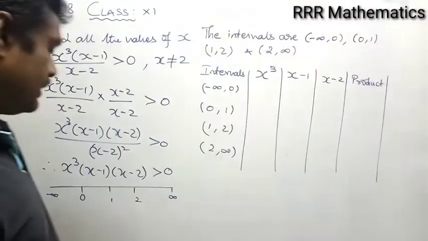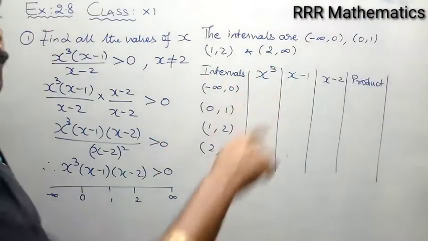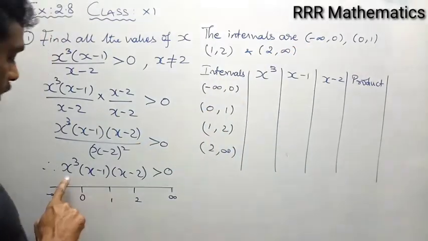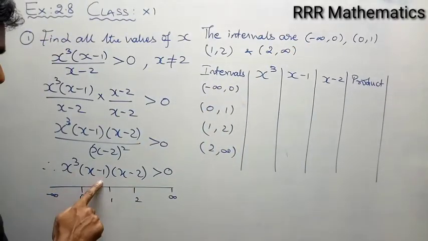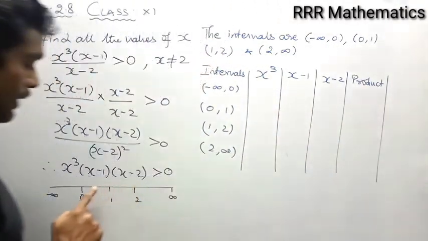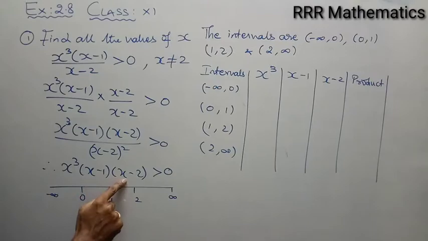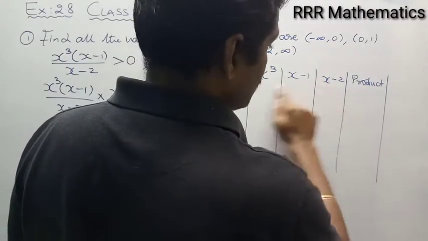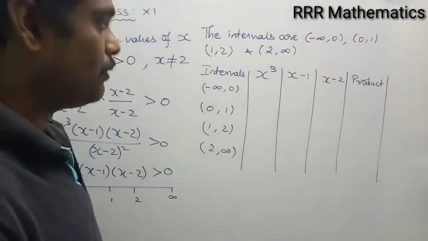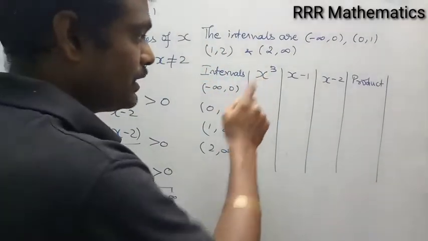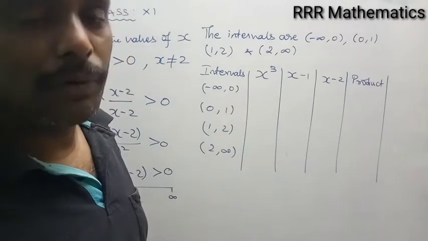After getting intervals, you want to prepare a table. First column interval, write all the intervals in order. Write the factors also in order: x cube, x minus 1, x minus 2. And what we have? The product of x cube, x minus 1, x minus 2, which is nothing but x cube into x minus 1, x minus 2. Now what to do? For each interval, select a random value, substitute here, and whether it gives positive or negative, you wanted to conclude.